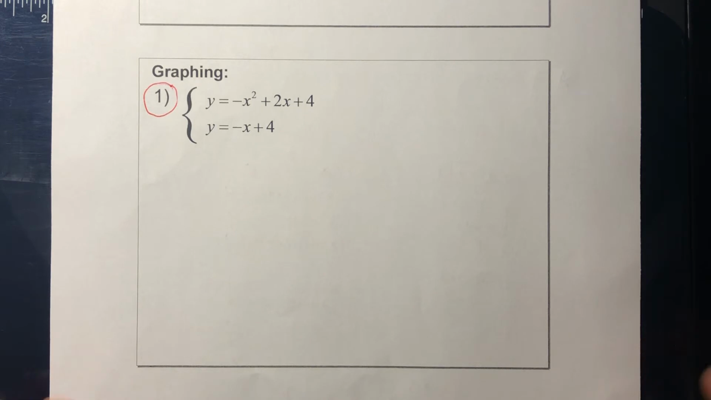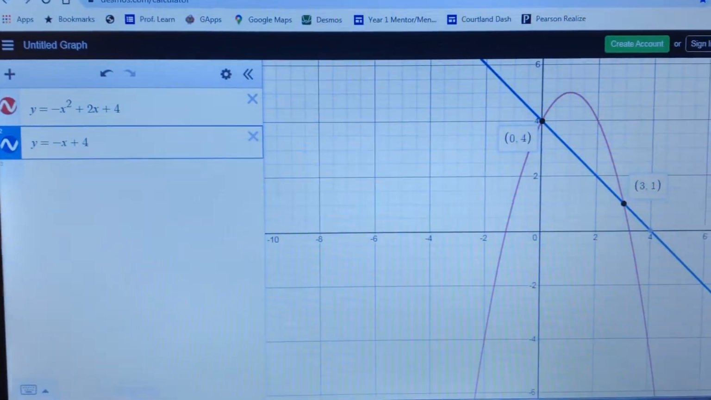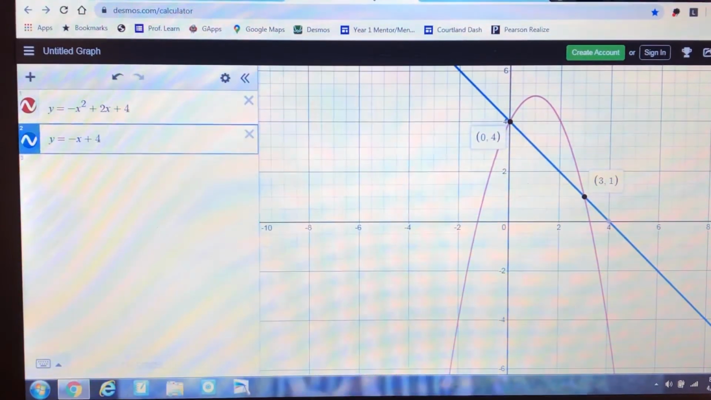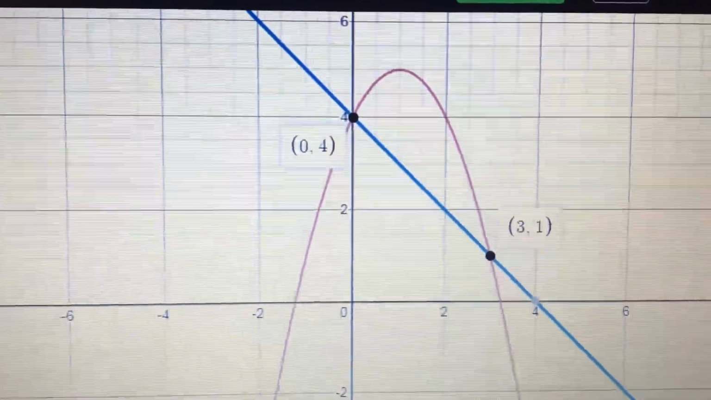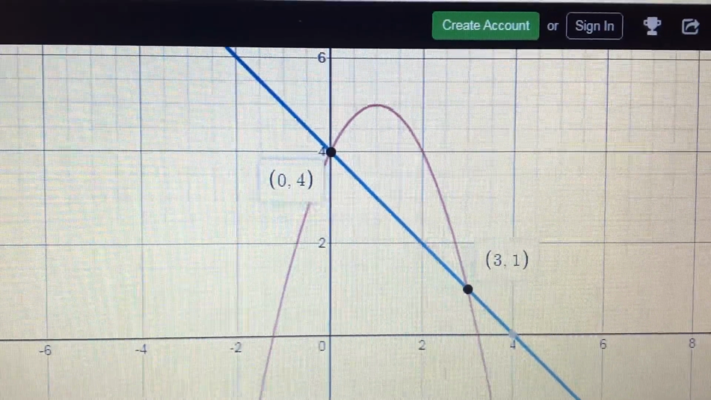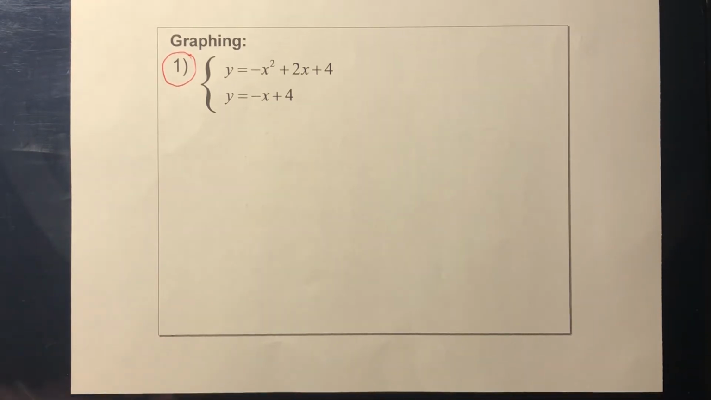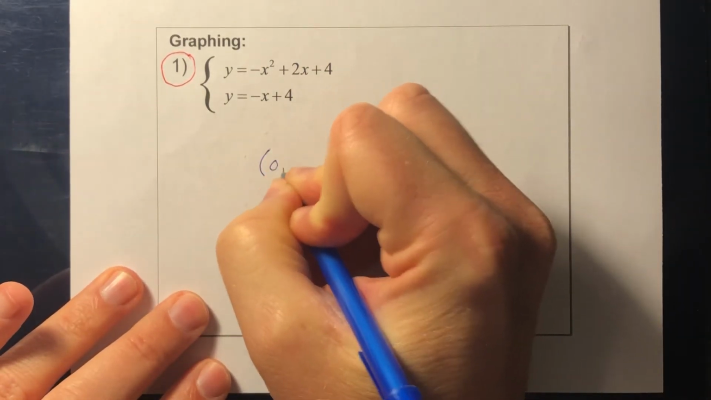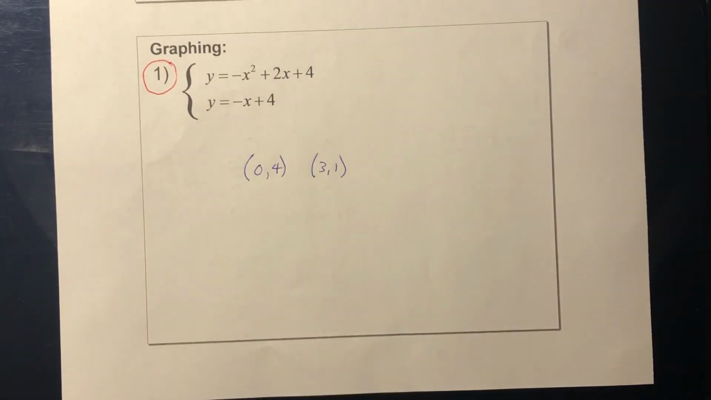So what we're going to do here is bring in our friend Desmos. Now I have this already worked out, so let me move over to my computer. Okay, so as you can see, we have the two equations in there. We plug them in, and then we look at the graph, and you can see your two solutions, 0, 4, 3, 1. So Desmos comes in pretty handy for this problem. Okay, so again, our two solutions after we graph it are 0, 4, and 3, 1.